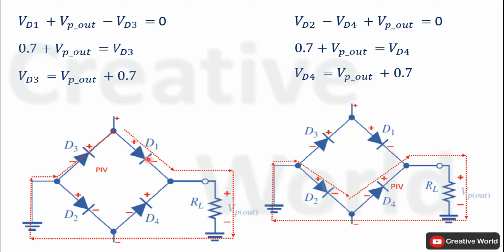in full wave rectifiers bridge configuration. Peak inverse voltage across reverse bias diodes is equal to V peak output plus 0.7 volt. And in case of germanium based bridge rectifier, this 0.7 will be replaced with 0.3 volt. So this was all about peak inverse voltage across reverse biased diodes in full wave rectifier bridge configuration.